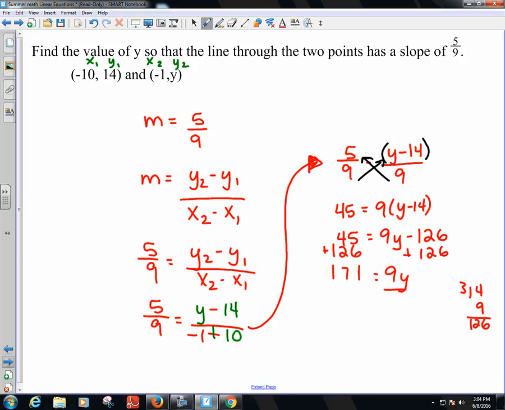Now I have to divide both sides by 9. I don't know what that is. I got to come off to the side. So y equals 19. And it wants to know what the value of y is.